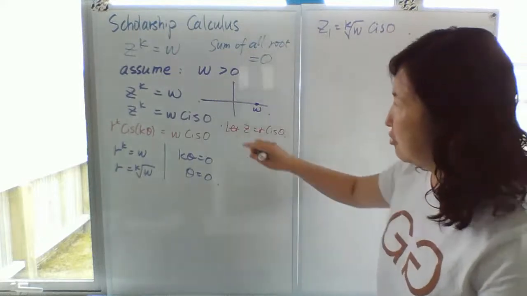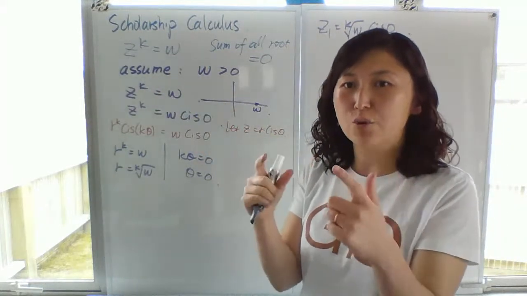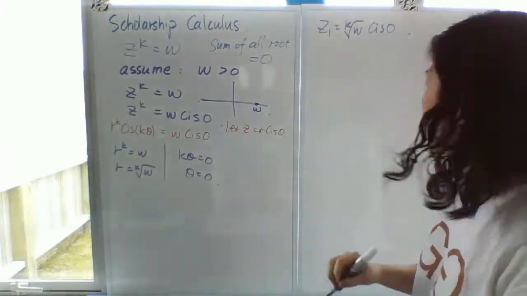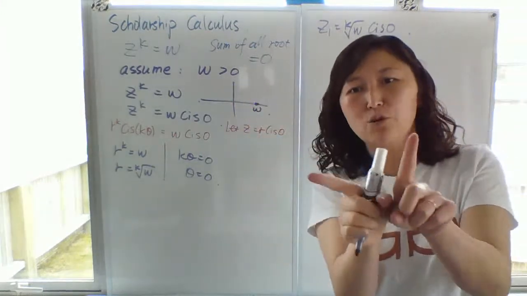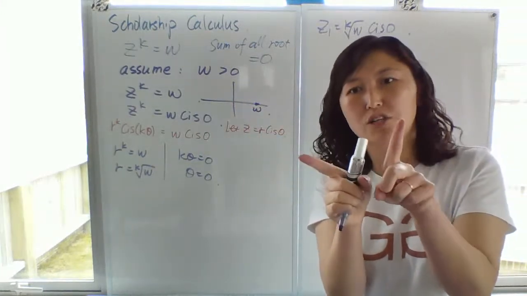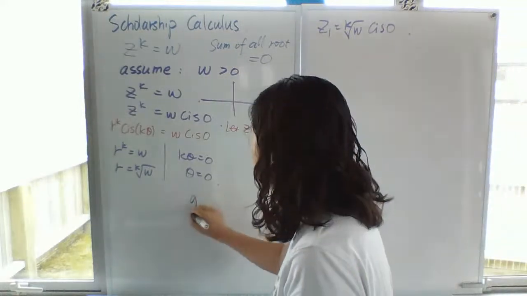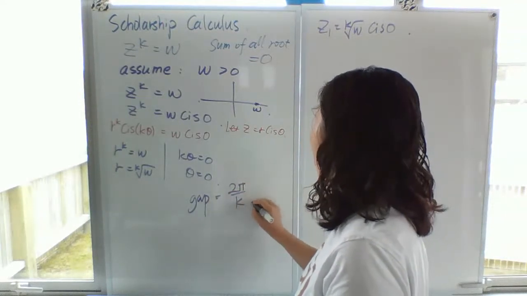Now let's go back to the original question. It's z to the power of k. So how many solutions do we have? We have k solutions. And what is the equal gap between the solutions? The gap between solutions will be 2 pi over k.